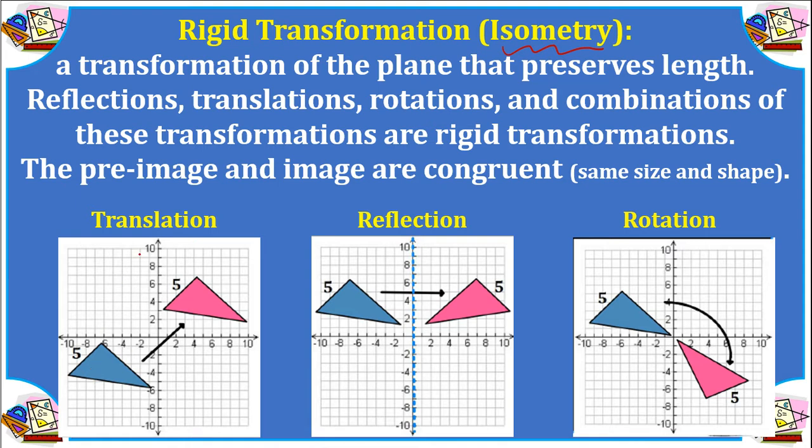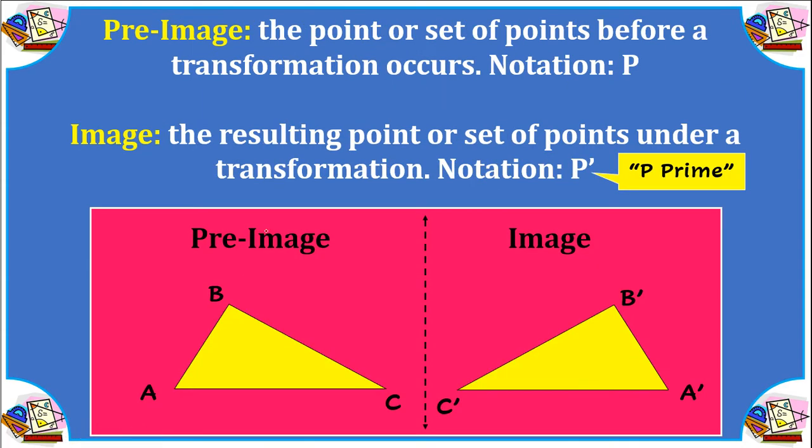So you can see here we have a translation where we have slid the blue triangle across the coordinate plane to produce this pink one, still the same size and shape. We can have a reflection, where our blue triangle has reflected across the y-axis, producing a congruent triangle. And then we have our rotation, where we are rotating this blue triangle around the origin to produce the pink triangle. Again, same shape and same size. So translation, reflection, and rotation are rigid transformations.